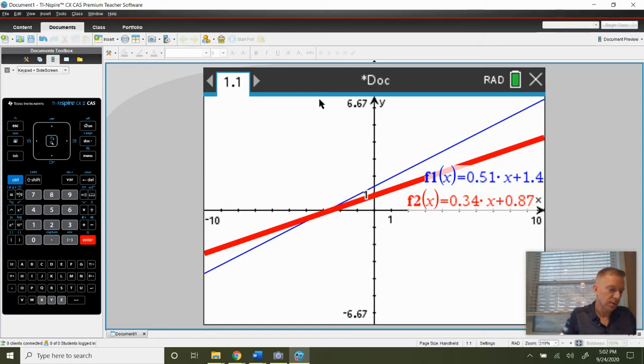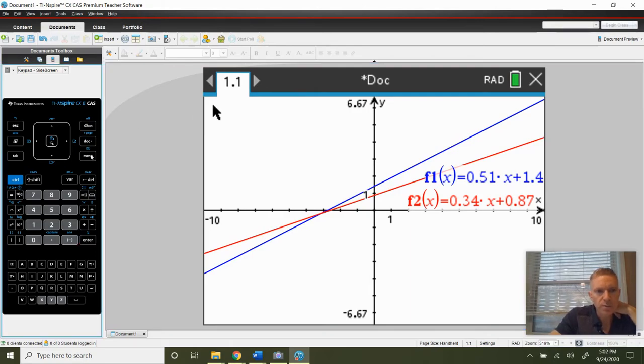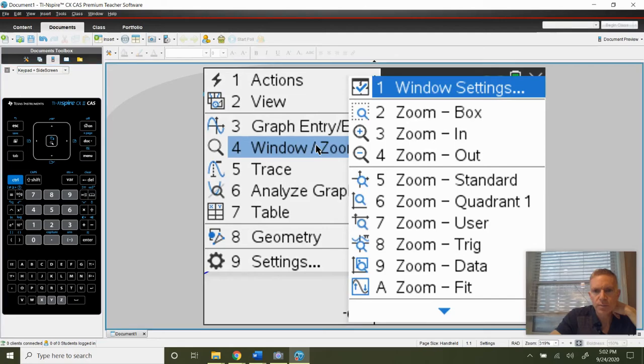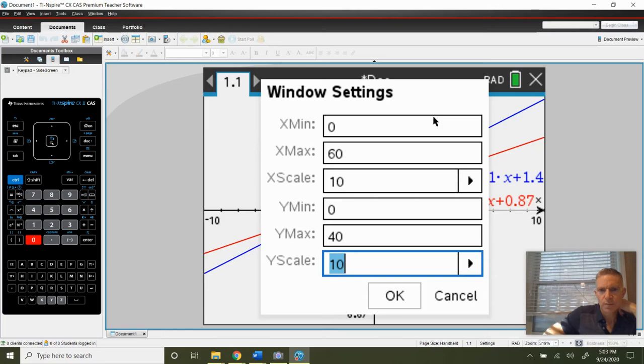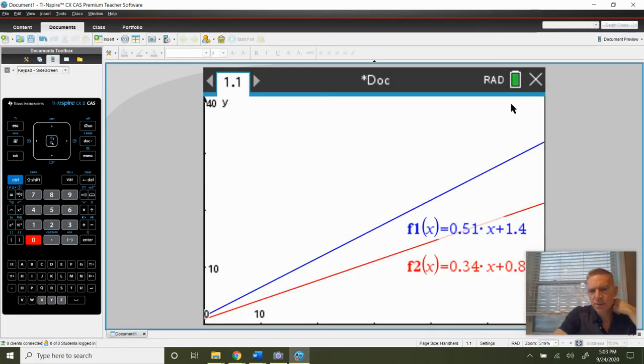They actually tell us how to define this on the next one. Plot both graphs on the same viewing screen. Use 0 to 60 for x and 0 to 40 for y. Use scales of 10 on both axes. Okay, I'm going to show you how to do that. So we're going to go to menu, Window/Zoom, and Window settings. So for x, we said we want to go from 0 to 60. The x scale, we're going to make that 10. That's what it said in the question. The y, we're going to go from 0 to 40, and make the y scale 10. Okay, and enter.